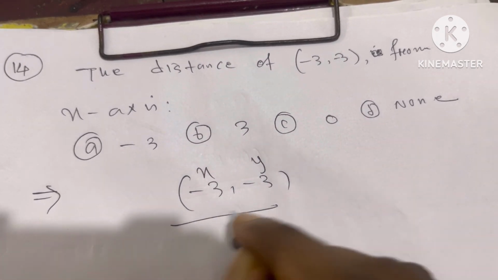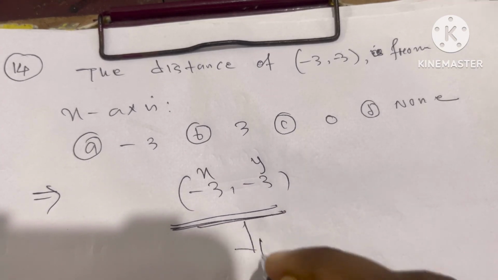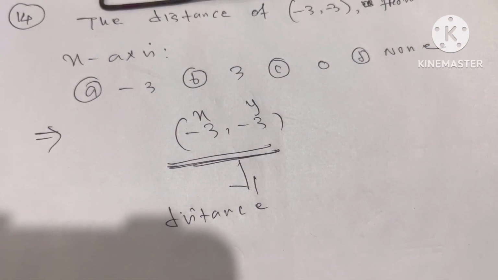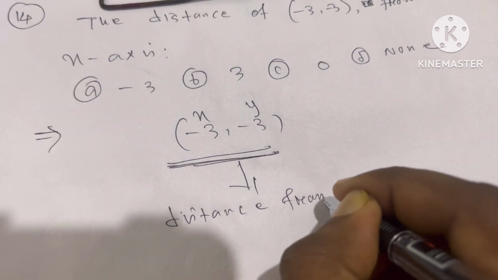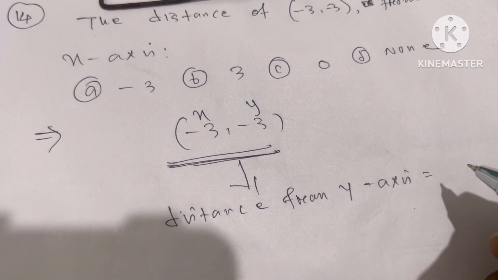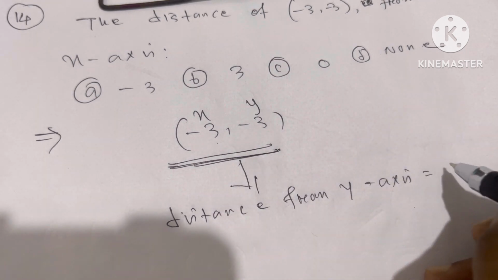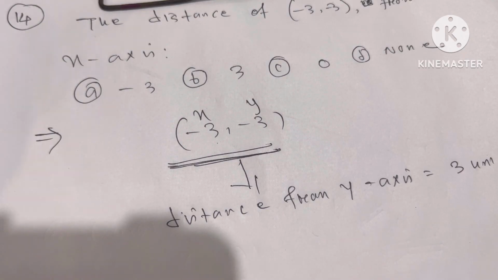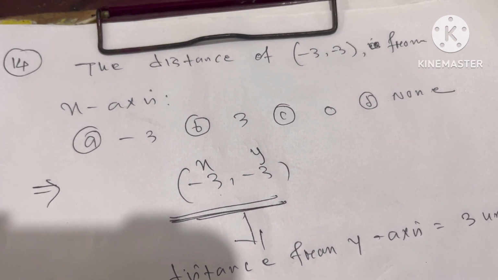So the distance of this point from y-axis is equal to what? Value of x unit. So value of x is minus 3, but distance is considered as positive, that's why 3 unit. So which option will be correct? Option B will be correct. Option B is the answer.